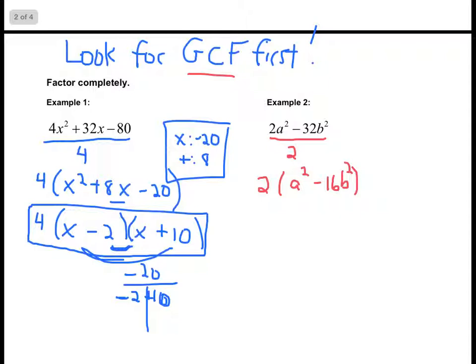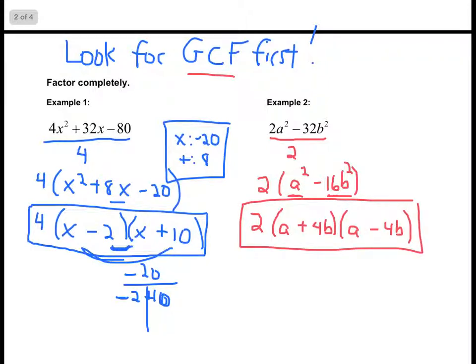So if it's a difference of 2 squares, I bring down the 2 because that becomes part of my answer. And I'm going to factor the difference of 2 squares. So the square root of a squared is a, so I put an a and an a there. A times a is a squared. And then the square root of 16 is 4, and the square root of b squared is b. So I have 4b and 4b. And then all I do is put a plus and a minus sign. Now I have factored that completely. Alright, 4 more examples.